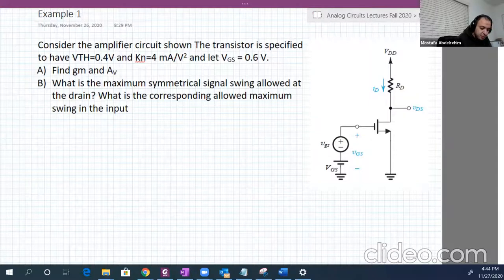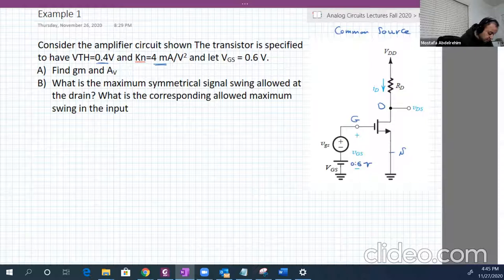The first configuration of our MOS transistor amplifier circuits is the common source amplifier, in which the input is at the gate and the output is at the drain. And of course, the source is common. This is a common source circuit. The threshold voltage of the transistor is 0.4 volt, Kn is 4 milliampere per square volt, and VGS is 0.6, so this battery here is 0.6 volt. In part A, find gm and Rin, and in part B, find the maximum swing at the input and the output.